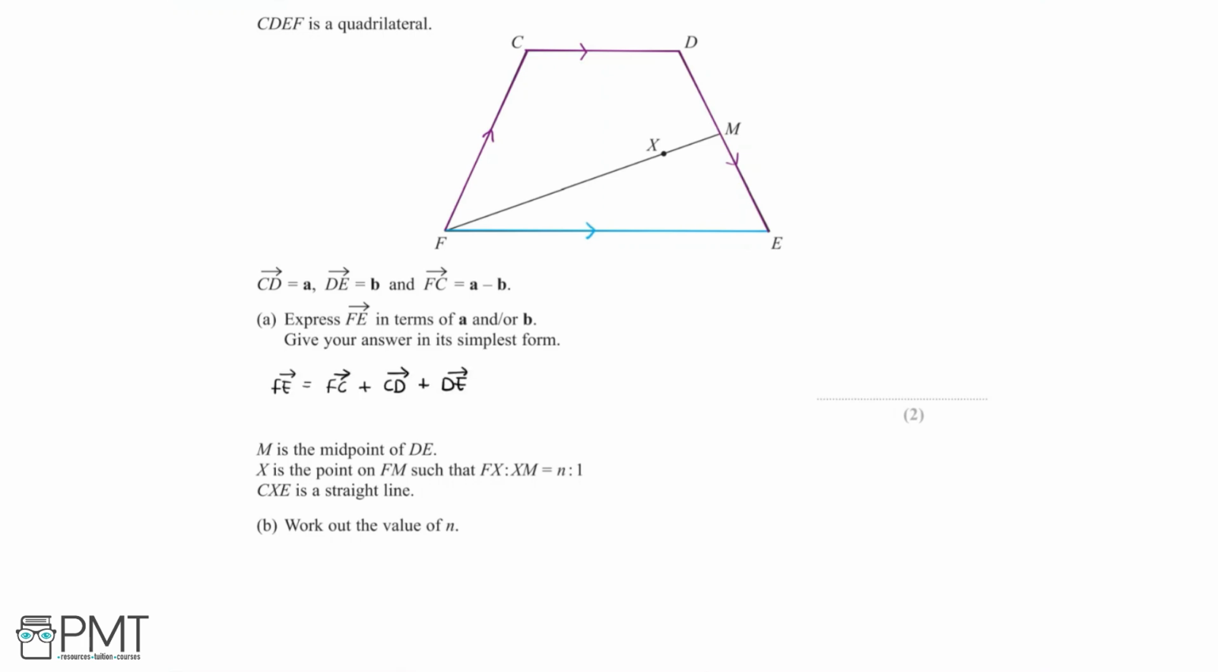Now, using the information given to us in the question, we can say that the vector FE is equal to A minus B, because FC is equal to A minus B, plus A, because the vector CD is equal to A, and plus B, because the vector DE is equal to B. Now let's simplify this by collecting like terms. We have A plus A, which is equal to 2A, and then we have minus B plus B, which is equal to 0, leaving us with a simplified vector of 2A. And so we've found that the vector FE is equal to 2A in its simplest form.